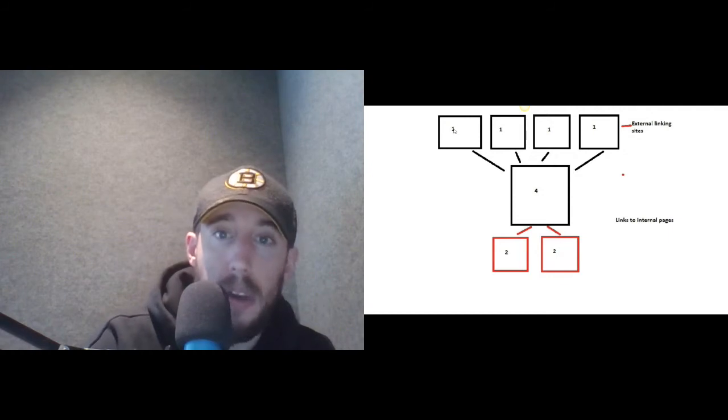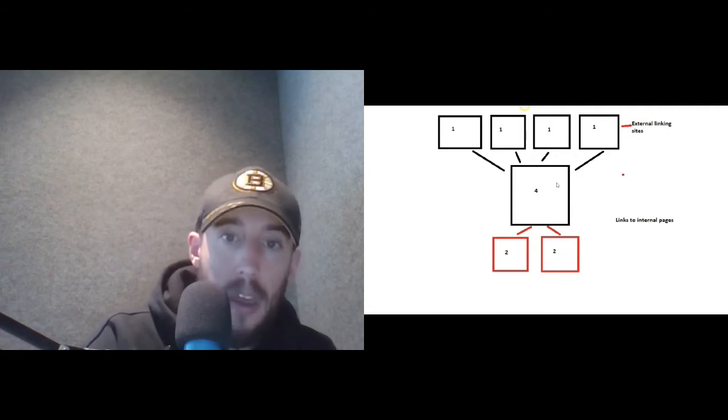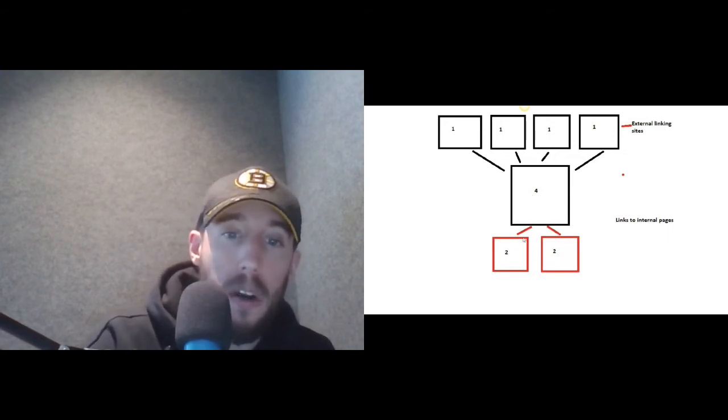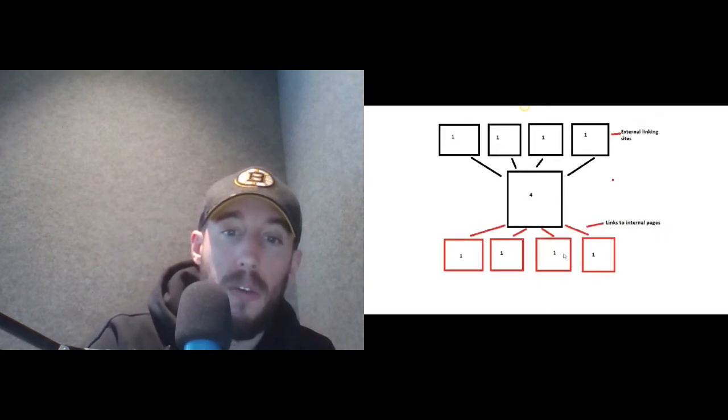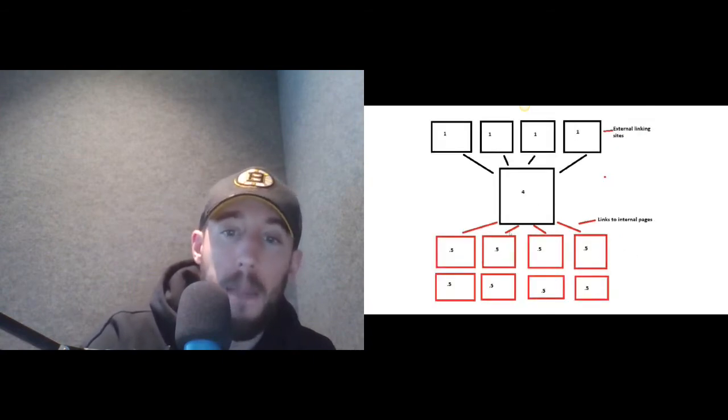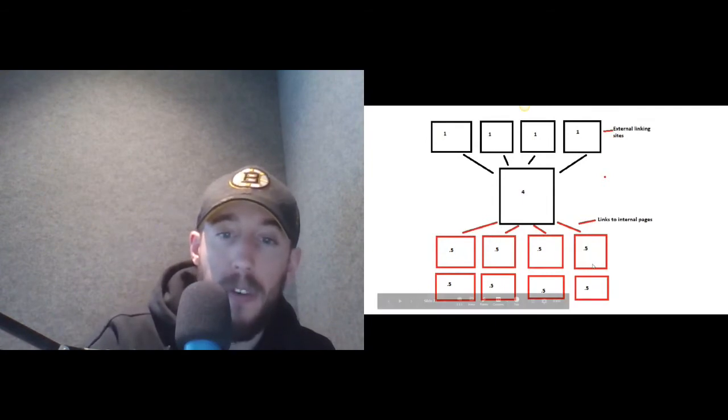And to simplify it, if you had four links from four websites and each one of those websites had a score of one, your score on this page, your home page, would be four. Now, if you then linked internally to two other pages within the site, that score of four is split between those two pages. So it would be a score of two and two. Now, if you've got four pages, it's going to be quartered and you've got one and one and one and one. And if it's going to be eight pages, it'll be 0.5, 0.5, 0.5, 0.5.